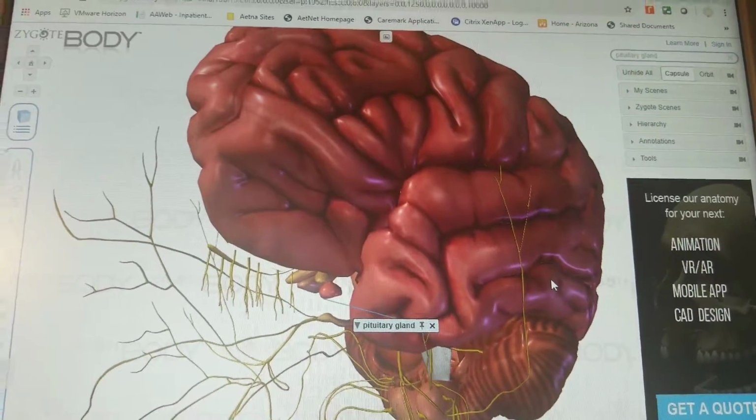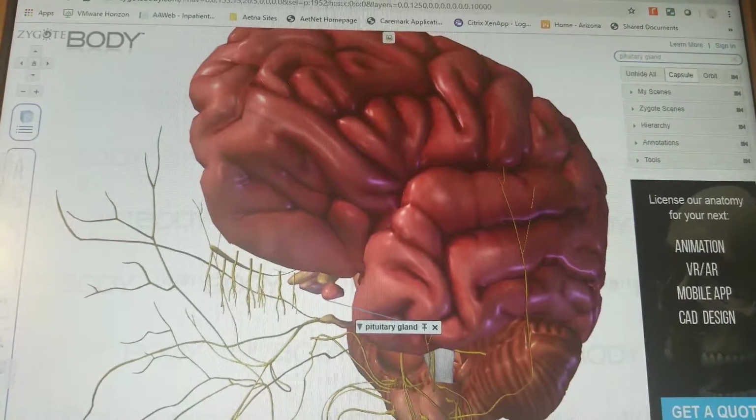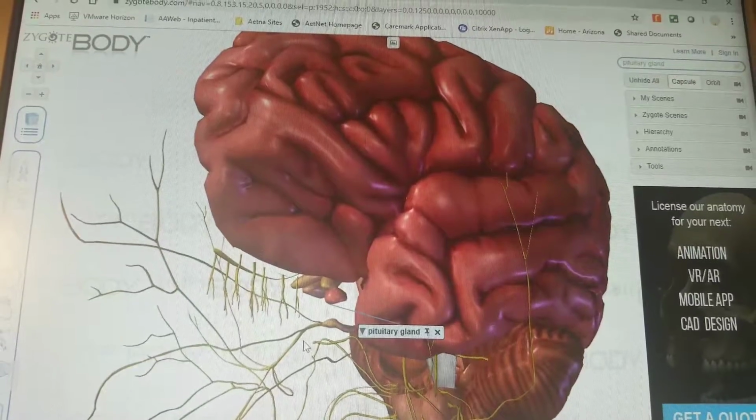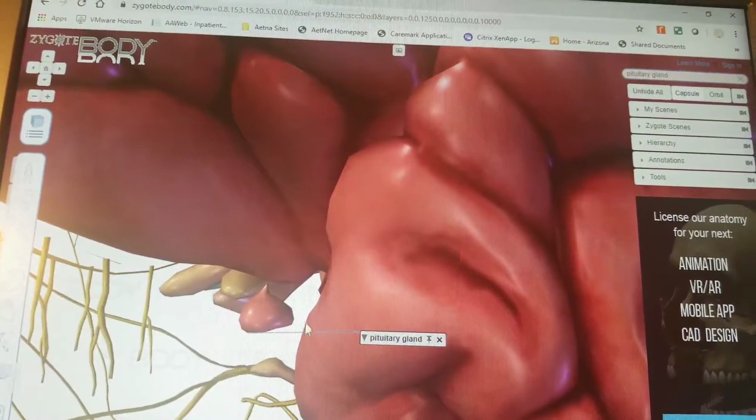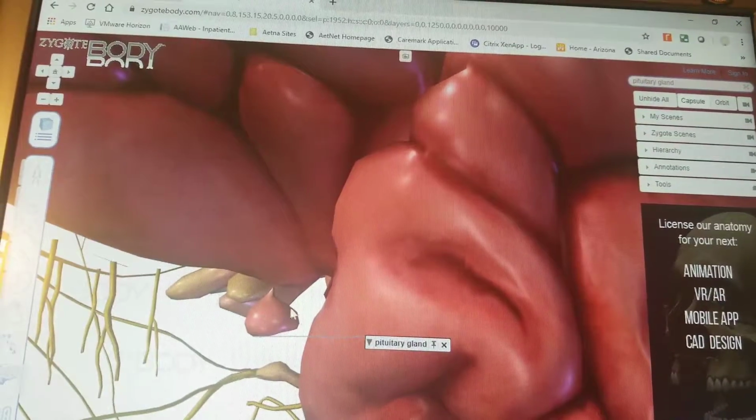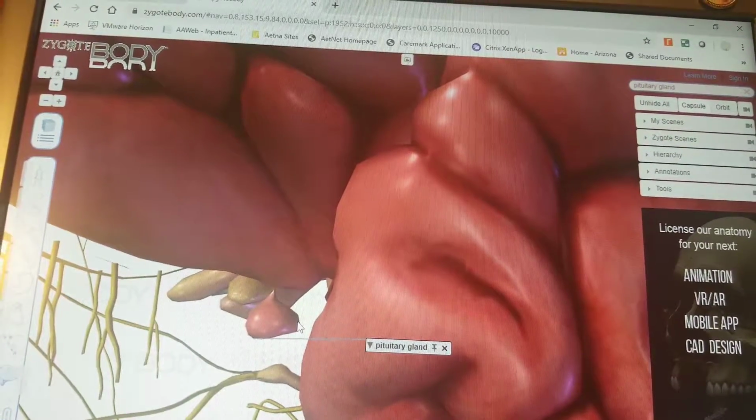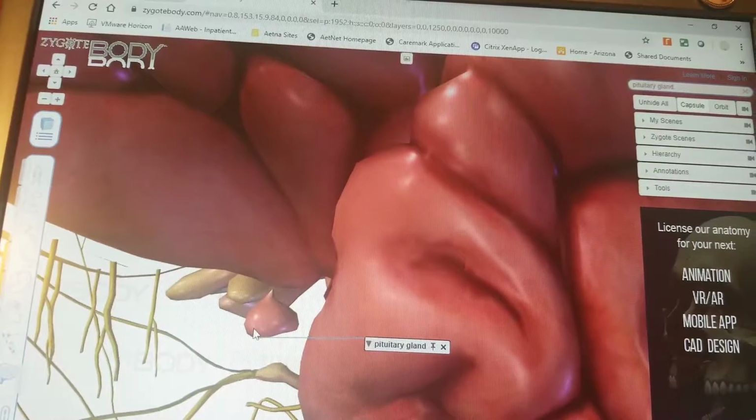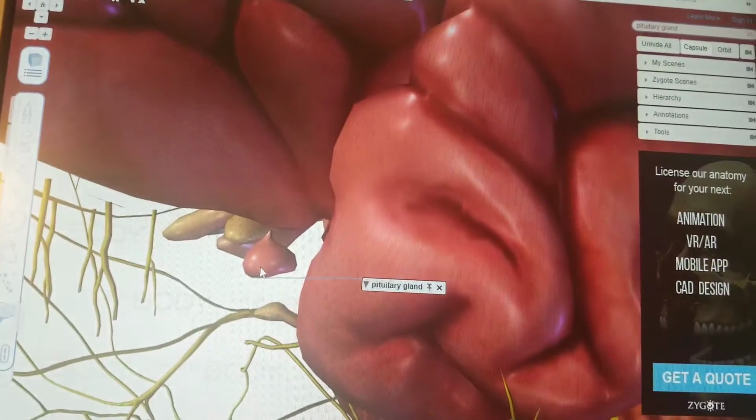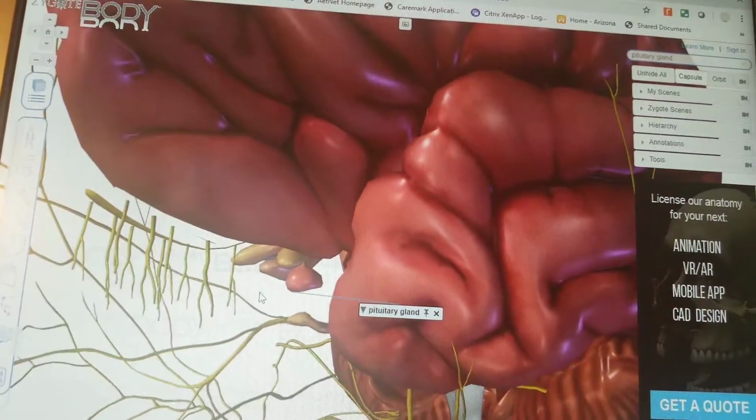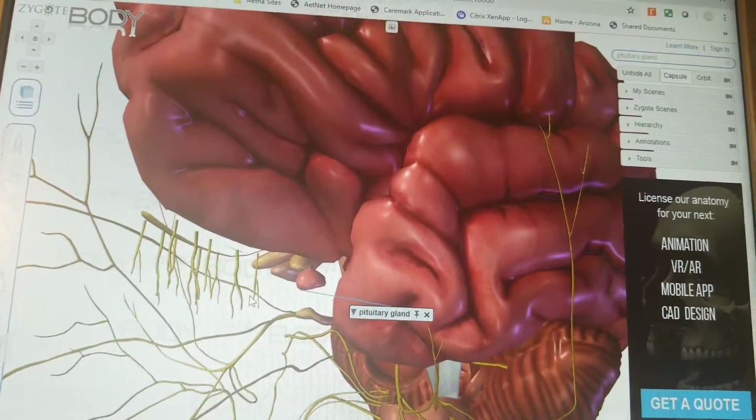I'm going to go ahead and scroll in. I've already pinned the pituitary gland, but I did want to point out that this is the posterior part of the pituitary gland, and this is the anterior pituitary gland. Go ahead and scroll out a little bit here.